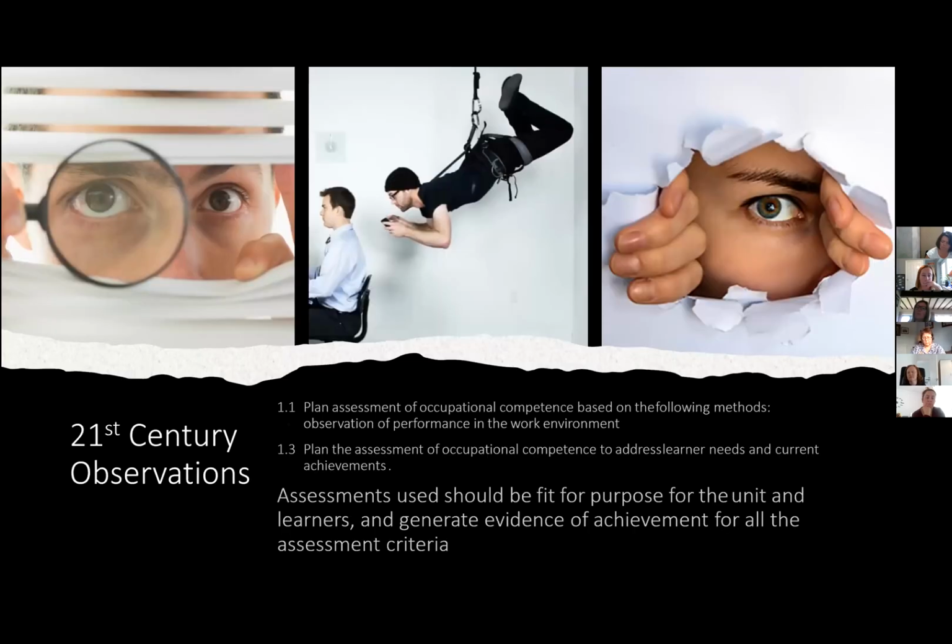So I've taken the opportunity to put one of the new Assessor Awards criteria on there for you to see. And it still says, plan assessment of occupational competence based on the following methods. Observation of performance in the work environment. But again, it doesn't have the clarity to tell you where that needs to be, how you do it. And you have to plan assessment, which is still as relevant today as it always has been.